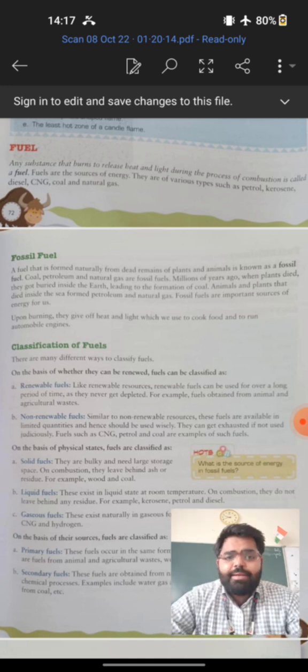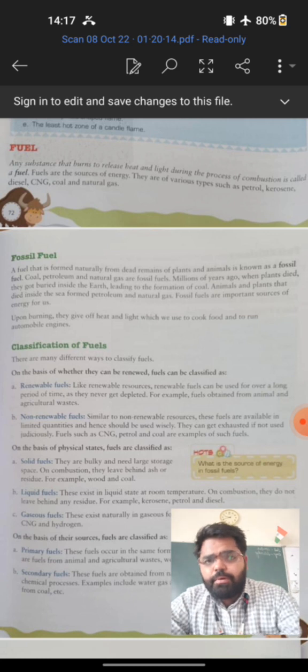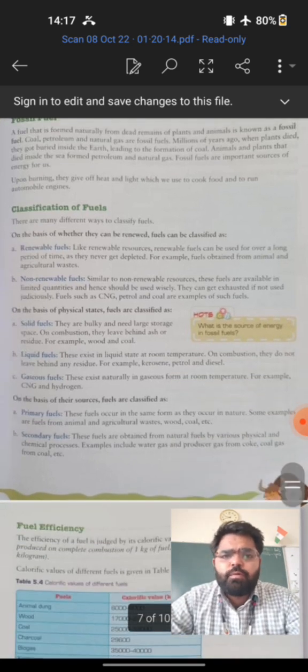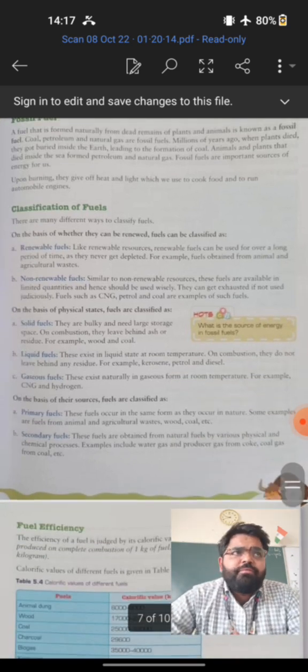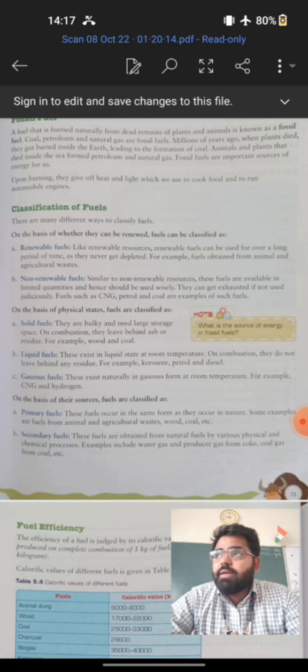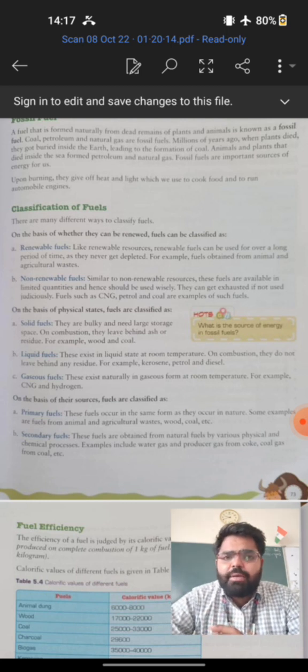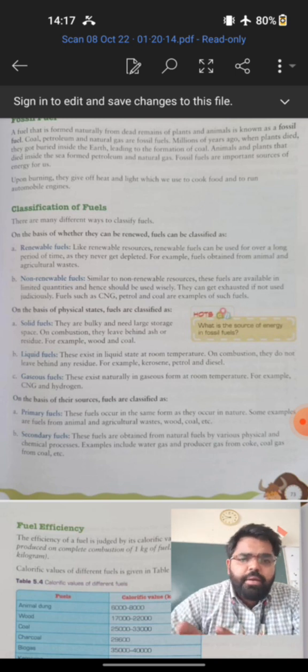Now the next topic, which is the last topic for this video, is the classification of fuels. Fuels, depending upon their availability, whether they are available in large or small amounts, can be categorized as renewable or non-renewable. Renewable fuels are the ones which are available in plenty, which will not get exhausted over a period of time and can be renewed again. And non-renewable ones are those which are present in limited quantity.